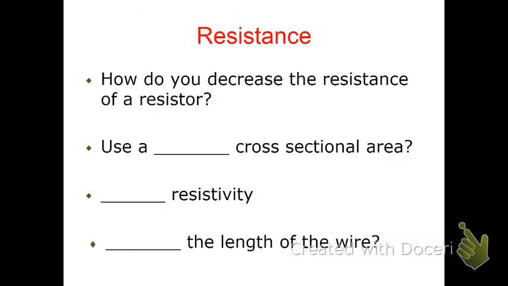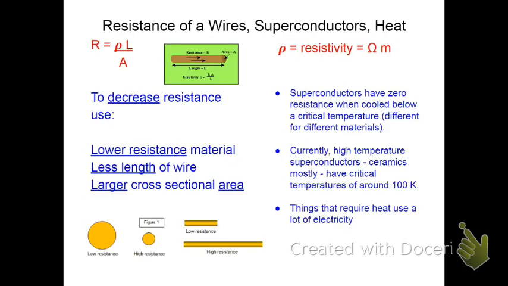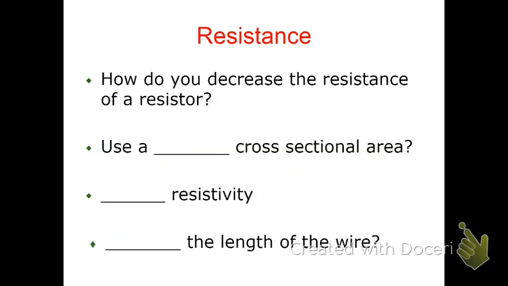Now, how do you decrease the resistance of a resistor? Would you use a larger cross-section or a smaller cross-section, do you think? Well, if you think about it this way, if you had 50 people outside a door trying to get through the doorway, would you want a large door or a small door to decrease the resistance? Of course, you want a larger door, so the answer to this is larger.